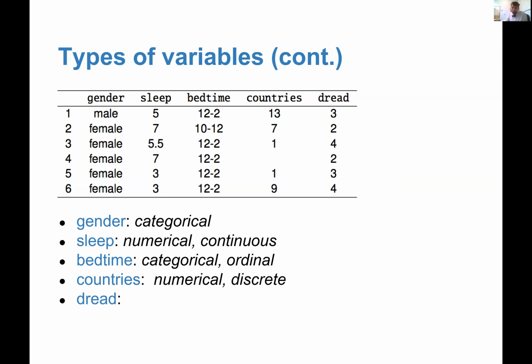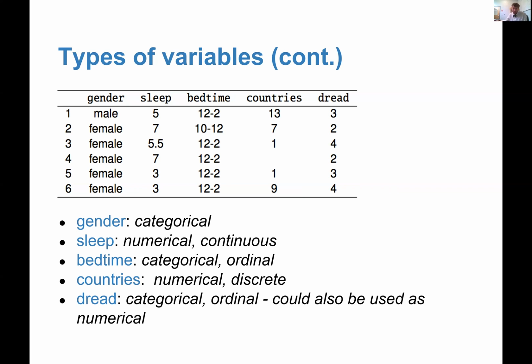All right, what about dread? So they're being asked, this is often called a Likert scale, 1 to 5, how much do you dread this course? And is it numerical or categorical? It's categorical ordinal. It also could be numerical, but this is a tougher one.